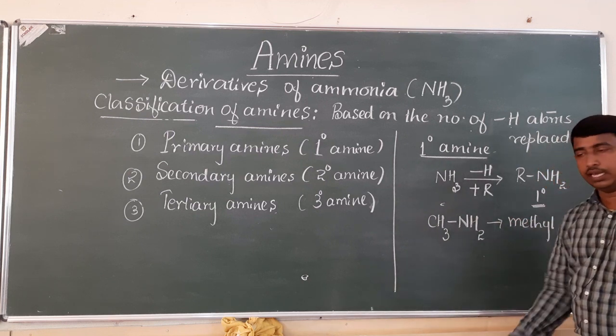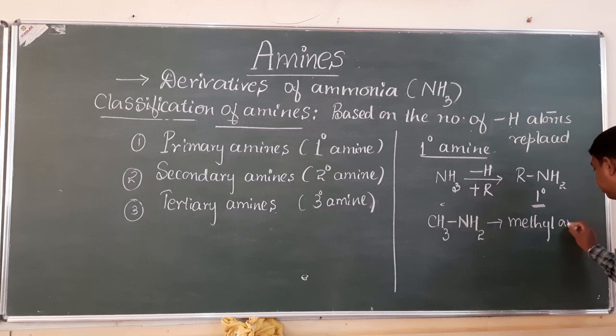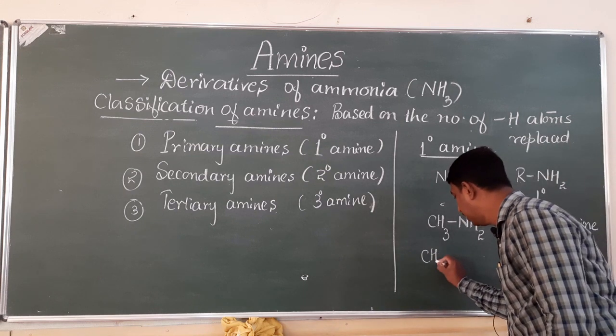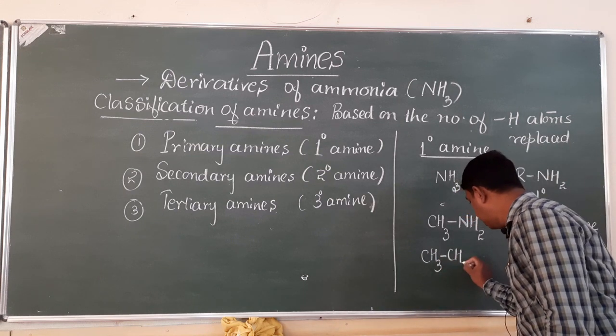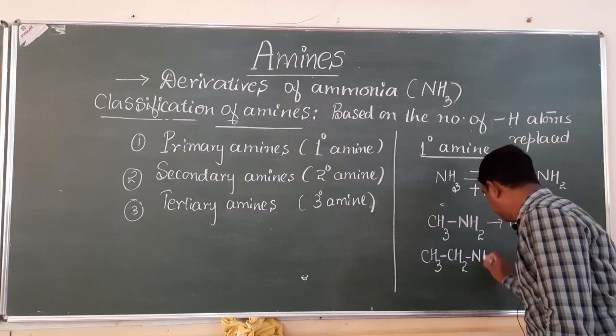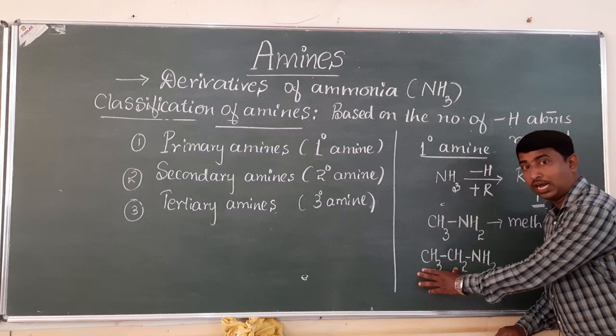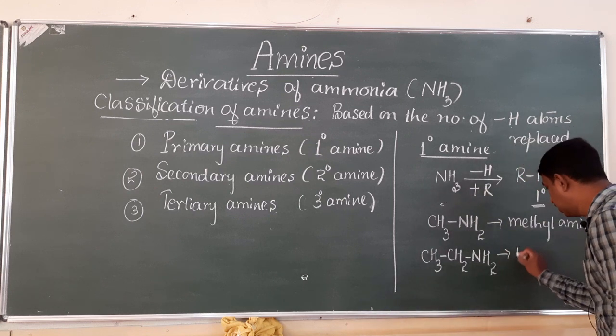What is this? Methyl. Methylamine. So the name of this amine is methylamine. One more example we can take: CH3CH2NH2. There are two carbon atoms in total, so it is ethyl.